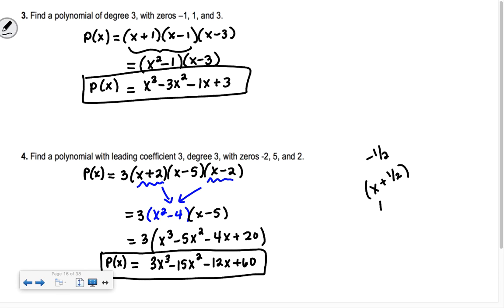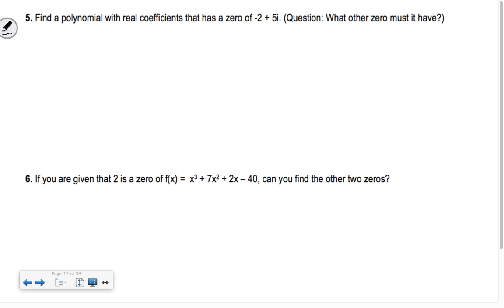Yeah, just multiply by 2. So instead, 2x plus 1 also has a 0 of -1/2, right? If I set it equal to 0 and solved, its answer would be -1/2. So you might have fractions as well. And as the next couple show, you might also have i's. We did not do i's. Well, we might have done one. I think we did square roots in the last semester.